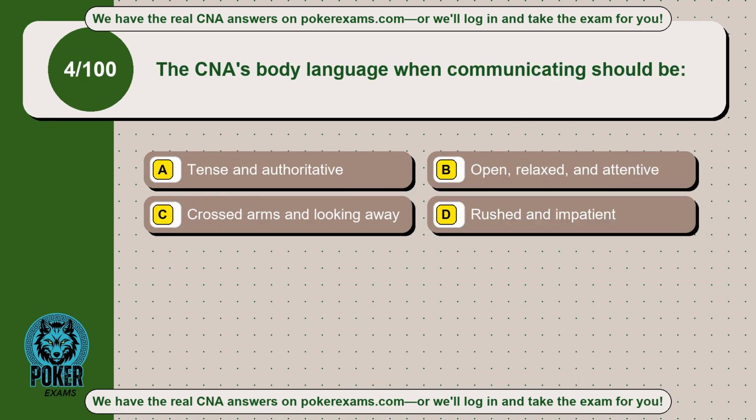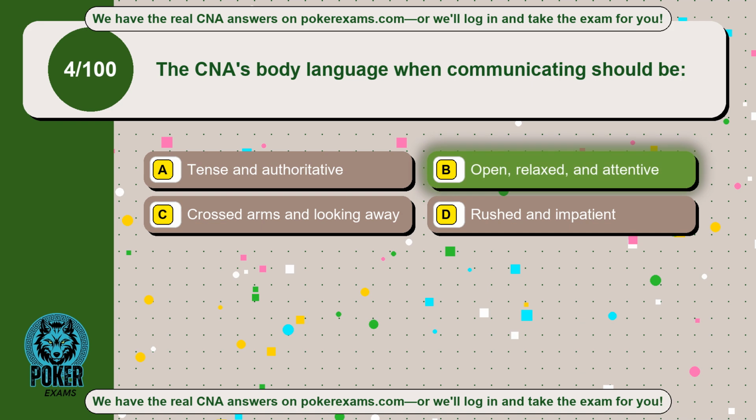Question 4. The CNA's body language when communicating should be: Option A. Tense and authoritative. Option B. Open, relaxed, and attentive. Option C. Crossed arms and looking away. Option D. Rushed and impatient.